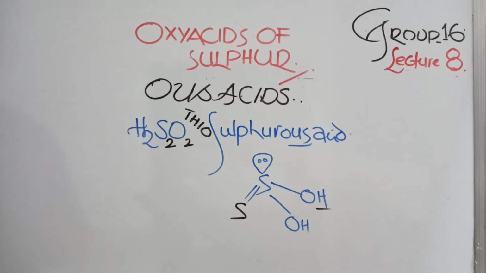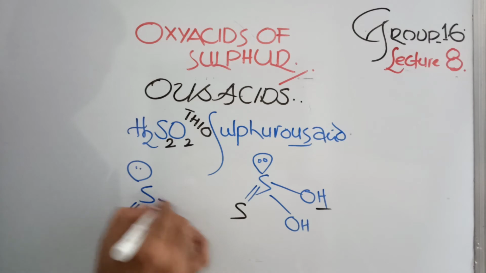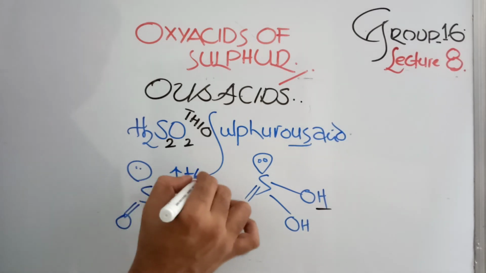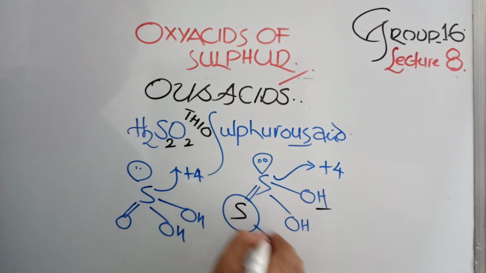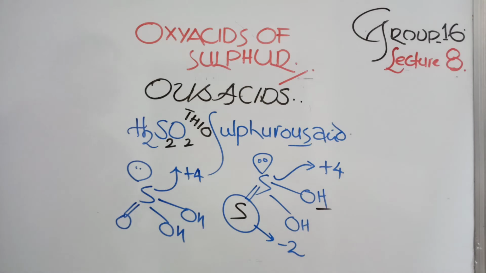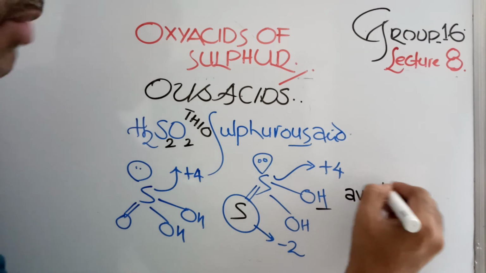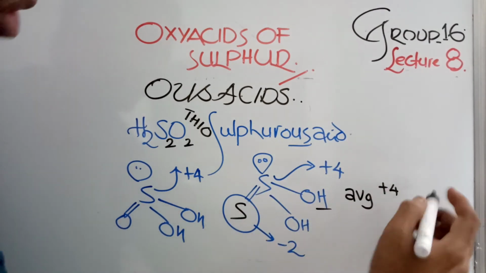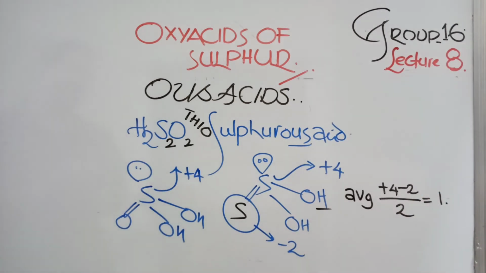Structure is like this. The interesting point you see, S double bond O, OH and OH. Here sulfur oxidation state is +4. Here also sulfur oxidation state is +4, but this terminal sulfur is -2. It is behaving like this oxygen, so oxygen -2, so this sulfur is also -2. But the average, if you want to calculate, one sulfur is +4, one sulfur is -2, by 2, so that will be +1. Average oxidation state in thiosulfurous acid is +1.